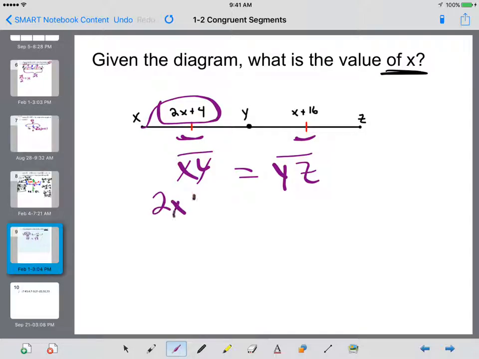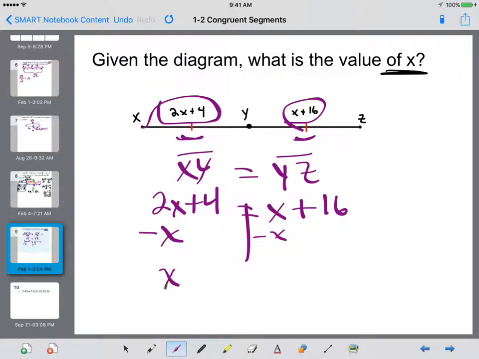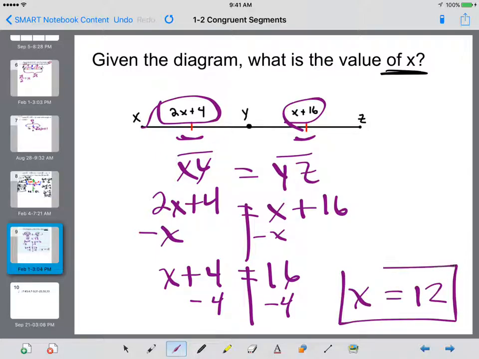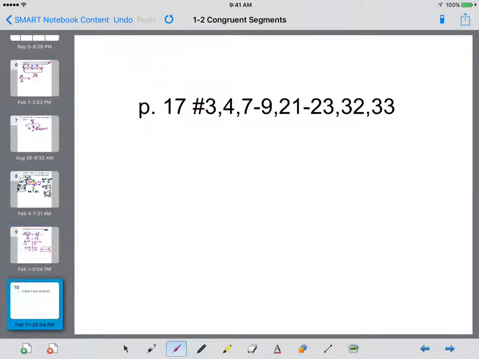So if that's the case, XY is our 2x plus 4, and YZ is our x plus 16. We're going to solve for x here. I'm going to subtract x, move it over. So we have x plus 4 equals 16. Got to get the 4 over to the other side, so we're going to subtract it, and x equals 12. So use these examples to help. Here is your assignment.